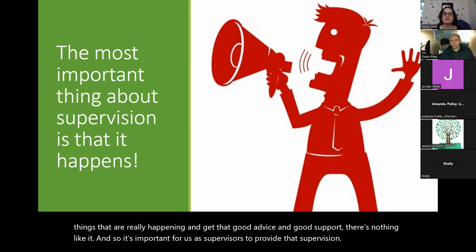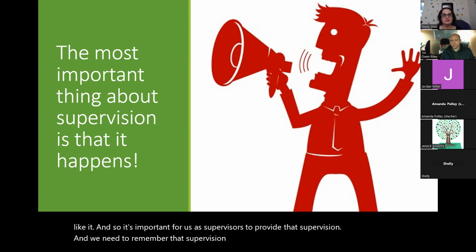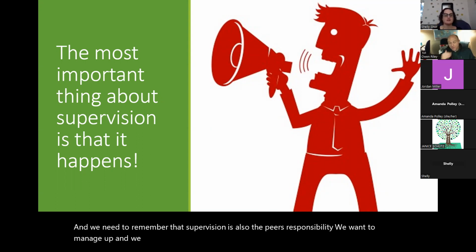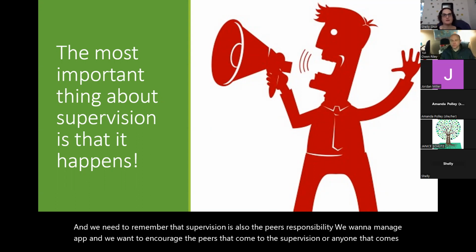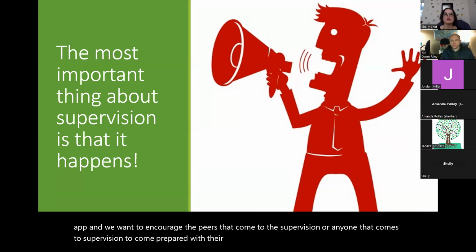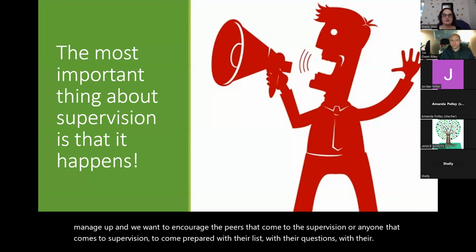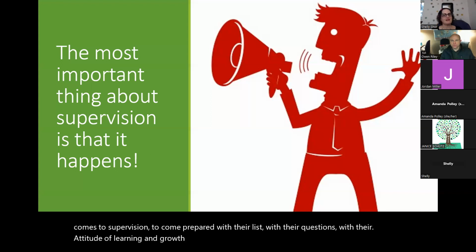And we need to remember that supervision is also the peers' responsibility. We want to manage up and we want to encourage the peers that come to the supervision or anyone that comes to supervision to come prepared with their list, with their questions, with their attitude of learning and growth, because that's the only way to get your money's worth from supervision, so to speak.